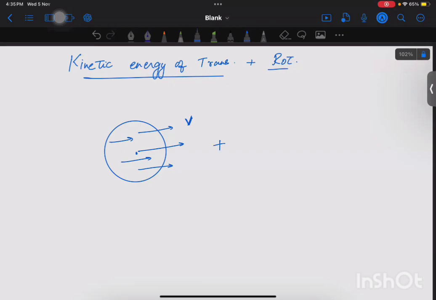Now what if an object, instead of translating, is simply rotating? Let's say that this is the axis, and the angular velocity is equal to omega this way. So what if we were to combine these two motions?